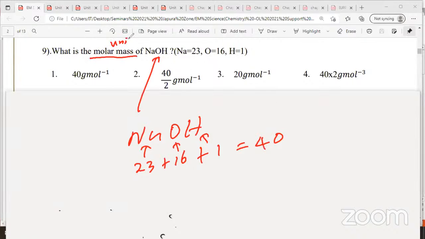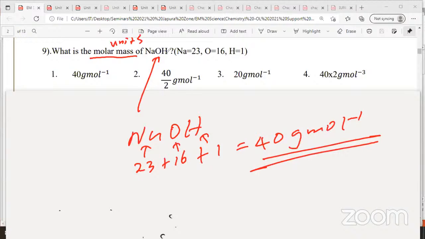Molar mass has units. What is the unit? Grams per mole. Therefore molar mass has units, that is grams per mole. The answer is the first one. Question number 9, the answer is the first.